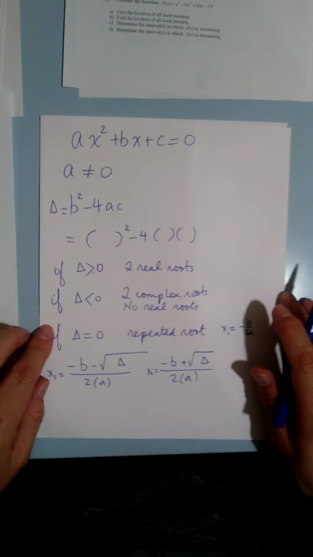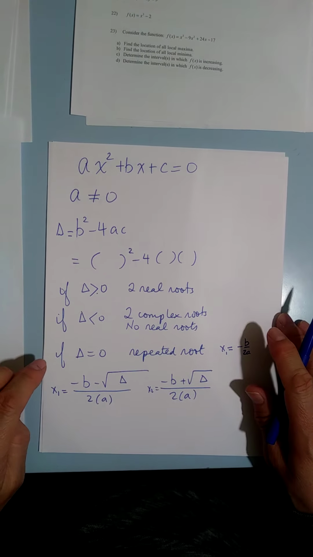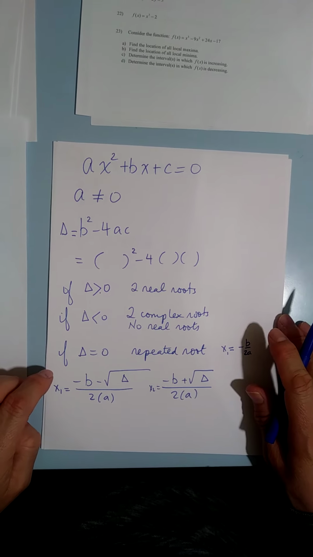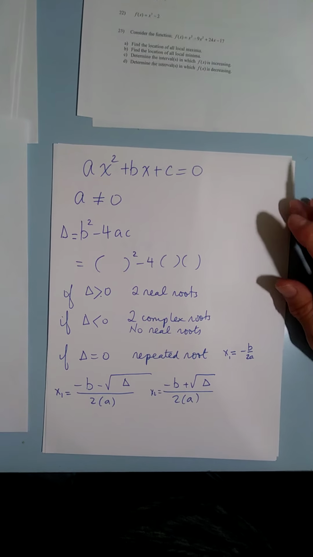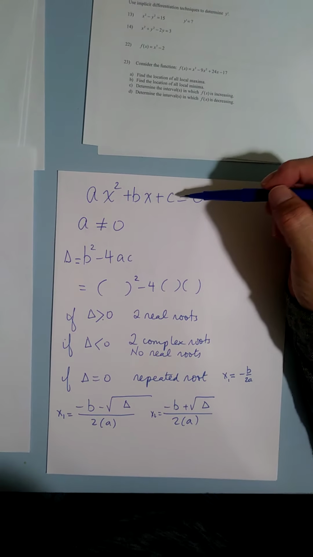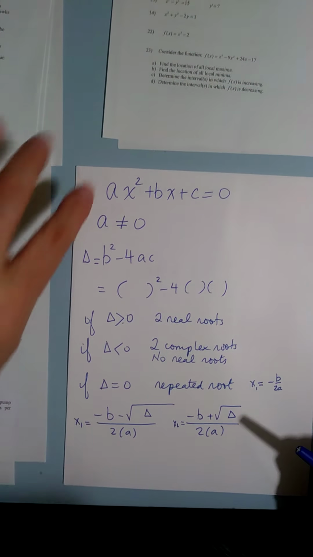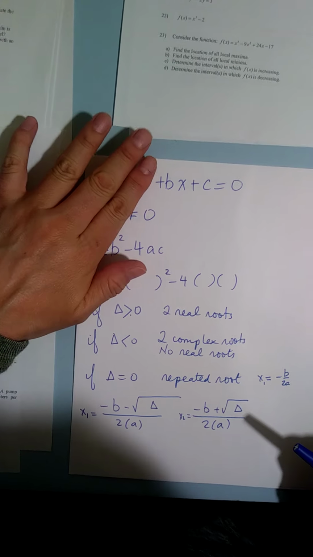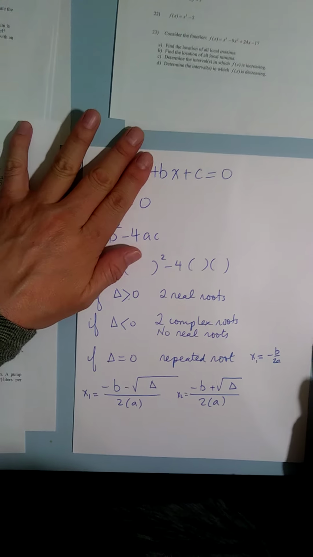Today we're going over quadratic equations and in particular the method of using the quadratic formula for solving quadratic equations. A quadratic equation is an equation of the form ax squared plus bx plus c equals 0 where a is not 0. If a were equal to 0, this term would not be there and the equation would be bx plus c equals 0, which is linear.